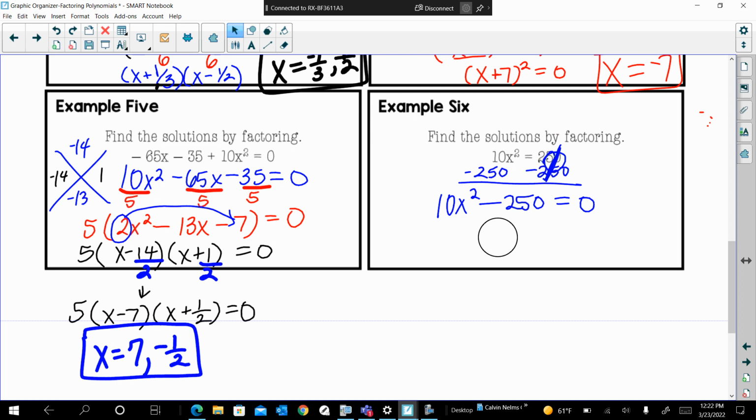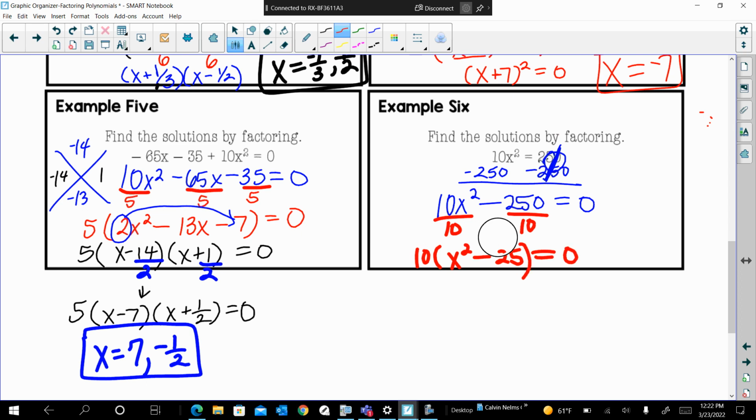Sorry. All right. Now, GCF. Do I have a GCF here? Yeah. What is it? Yep, 10. So when I do that, I get 10 parentheses x squared minus 25 equals 0. And now that I see this minus and I see an x squared and a 25, this is difference of squares.